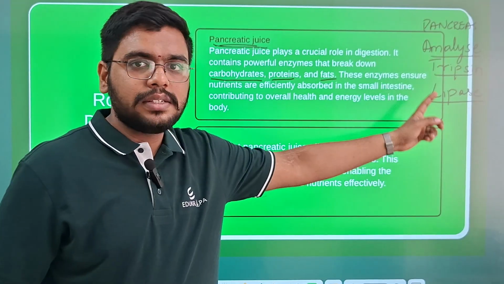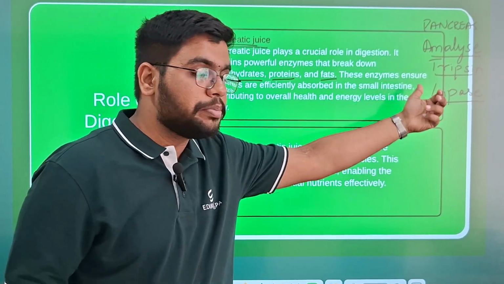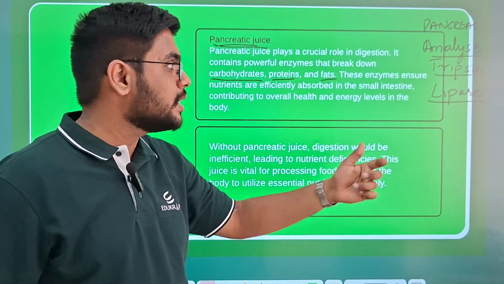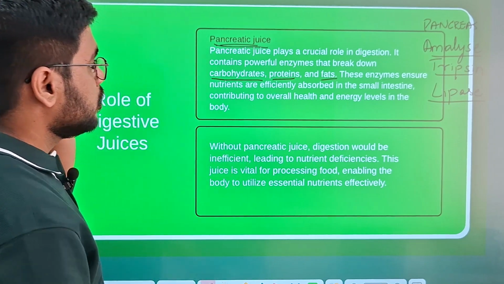Amylase, trypsin, lipase. Amylase is for breaking down carbohydrates into even simpler sugars. Trypsin is for breaking down of proteins into amino acids. Lipase is for converting fat into small fat globules.